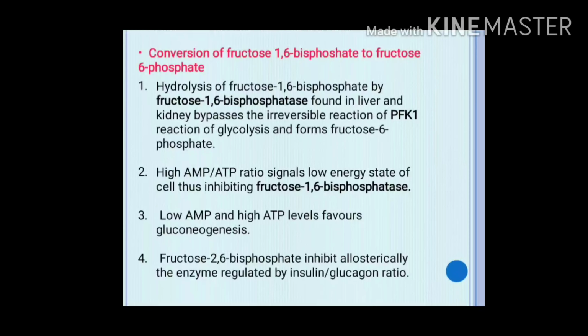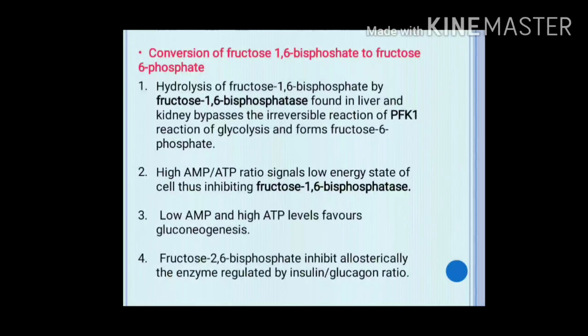Another thing is that fructose 2,6-bisphosphate allosterically inhibits the enzyme fructose 1,6-bisphosphatase, which is regulated by the insulin-glucagon ratio. And note, this fructose 2,6-bisphosphate is produced from fructose 6-phosphate by the enzyme phosphofructokinase 2.